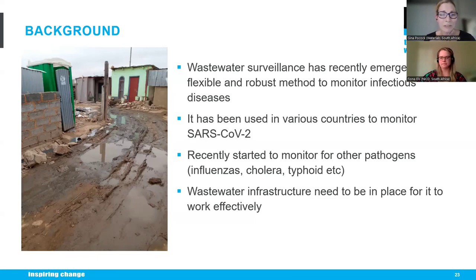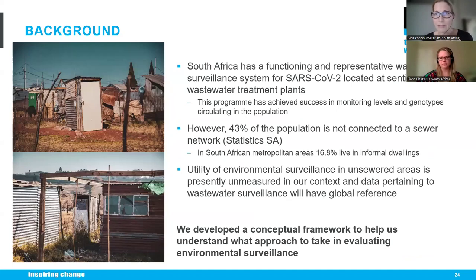However, we need wastewater infrastructure to be in place for this to work effectively, with effective sewage collection systems delivering all the wastewater to the wastewater treatment works that serves that area, which can then be sampled. South Africa does have a functioning and representative wastewater surveillance system for SARS-CoV-2, located at sentinel site wastewater treatment plants. This program has been very successful in monitoring levels of COVID and also the genotypes of the various variants circulating in our population. However, we should note that 43% of our population, and I suspect it's more than this now, it's a slightly old statistic, is not connected to a sewer network. Also, in our metropolitan areas, in our cities, upwards of 16% of people are living in informal dwellings around the rivers.